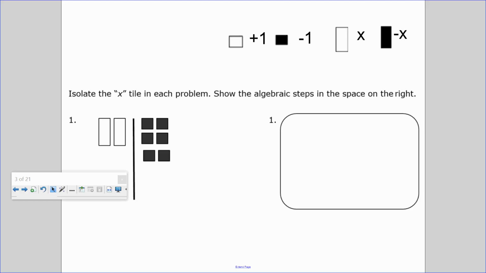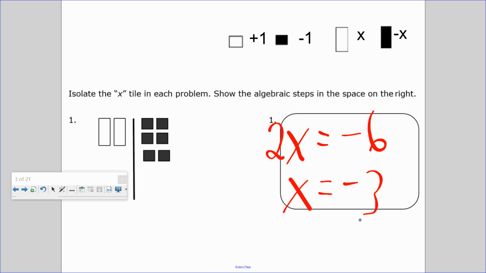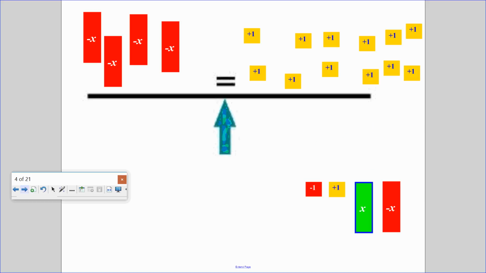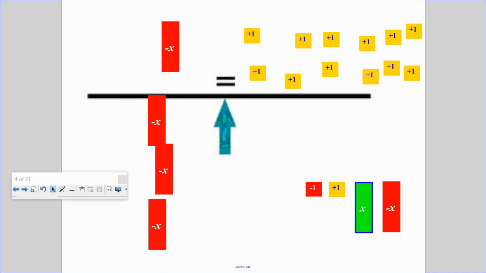So can you translate these algebra tiles into an equation? So it's 2x equals -6 and x equals -3. Number 2, we have -x, -x, -x, -x. That's -4x. And on this side of the equation, we have 1, 2, 3, 4, 5, 6, 7, 8, 9, 10, 12.